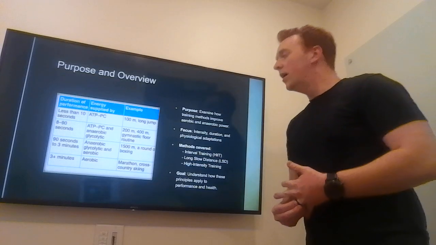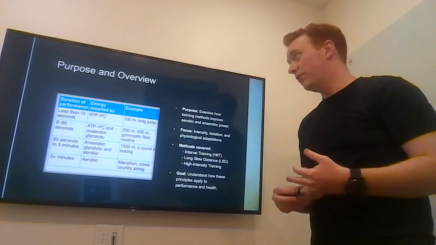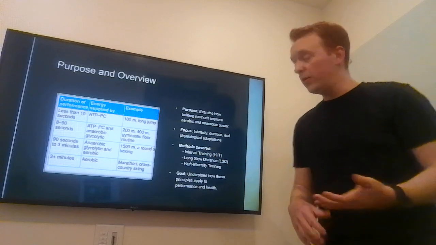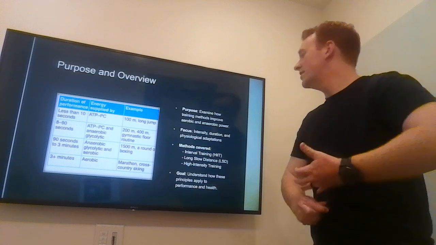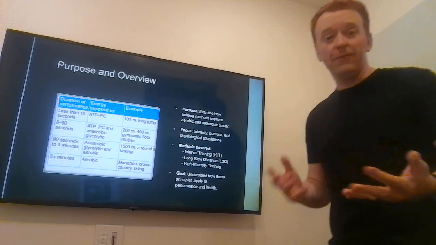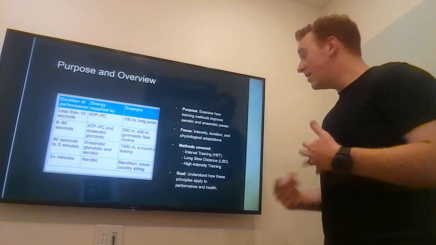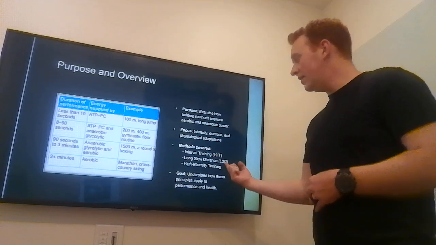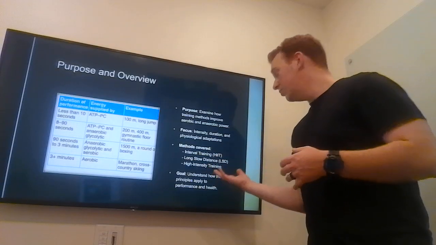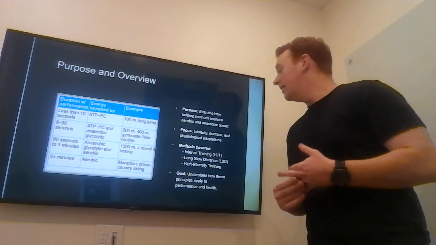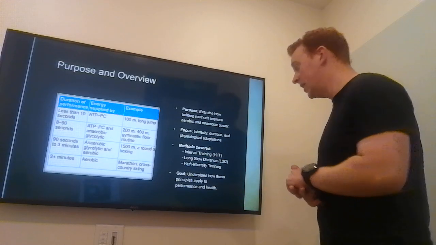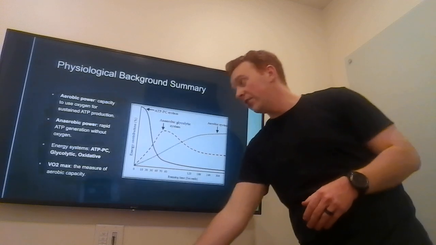The purpose and overview of this presentation and what I read in the textbook. The purpose is to examine how training methods improve aerobic and anaerobic power. The main focus is the intensity of the workouts, the duration, and the different physiological adaptations. The methods covered are interval training, or HIIT, high intensity interval training, long slow distance training, or LSD, and high intensity training. The main goal for this presentation is to understand how these principles apply to performance and health.